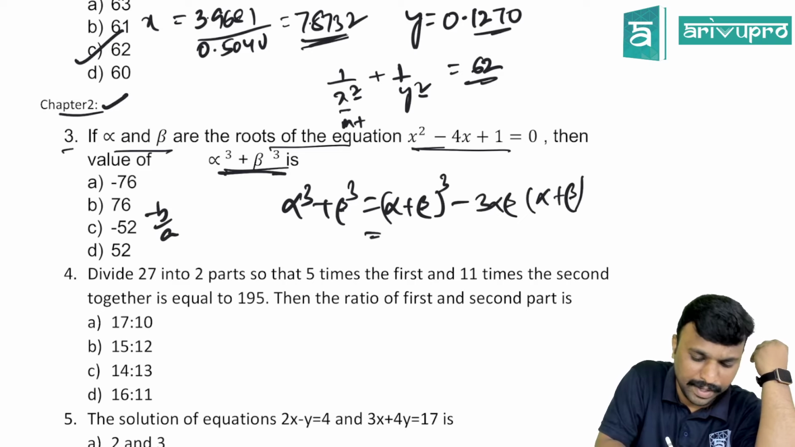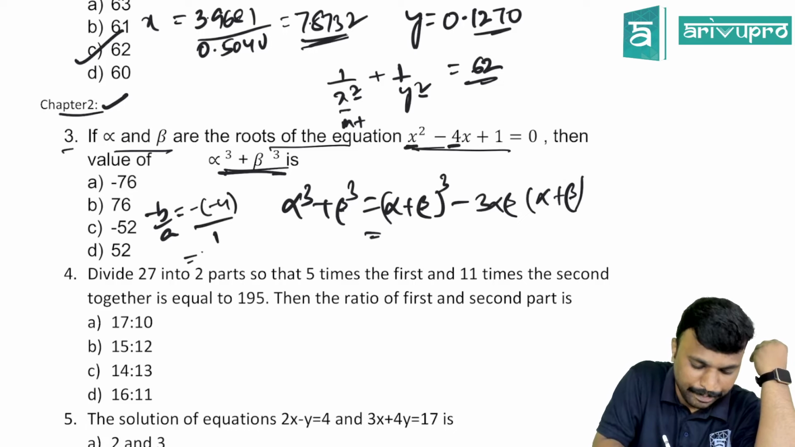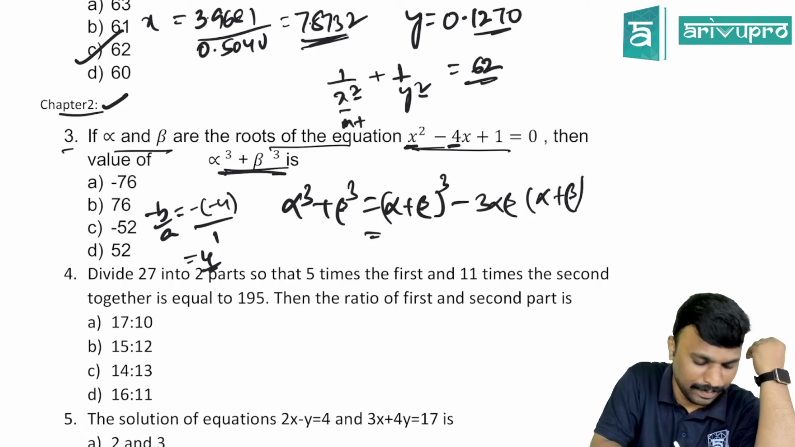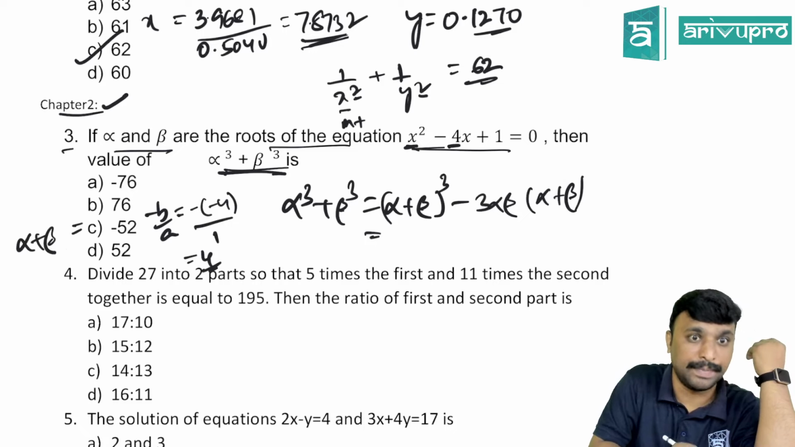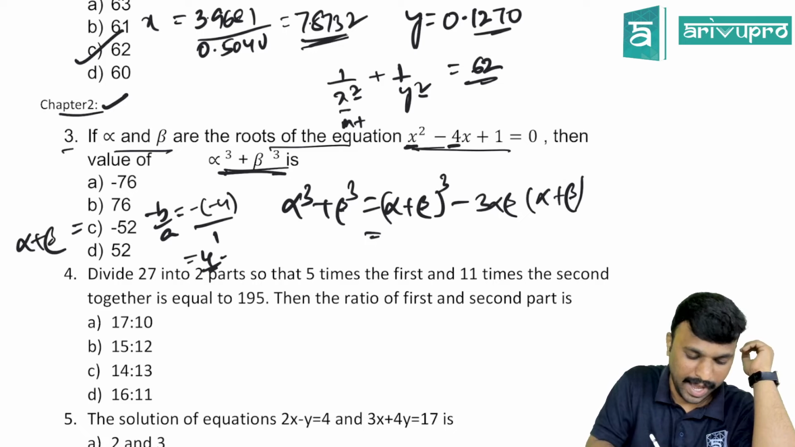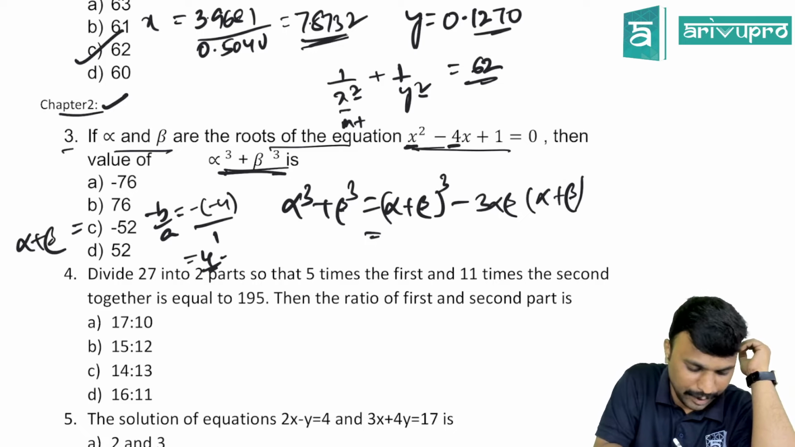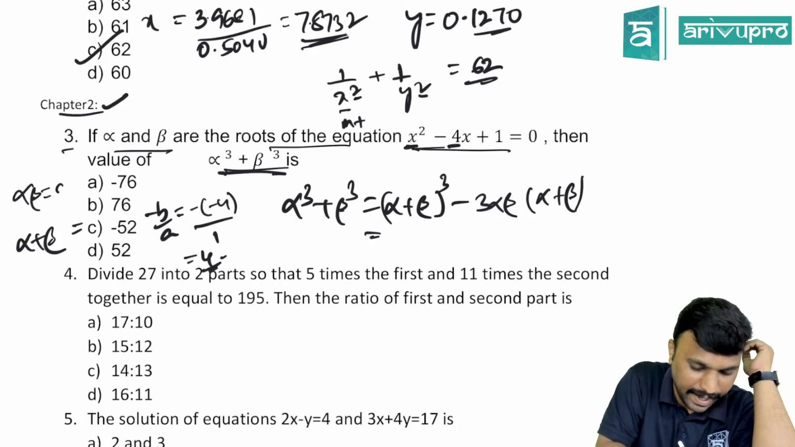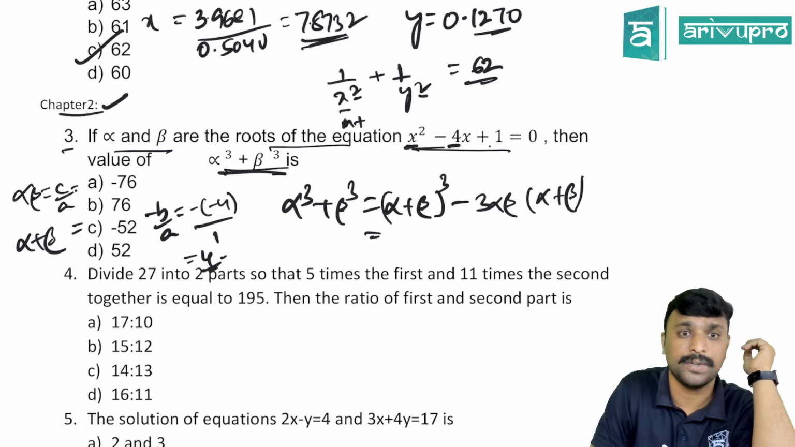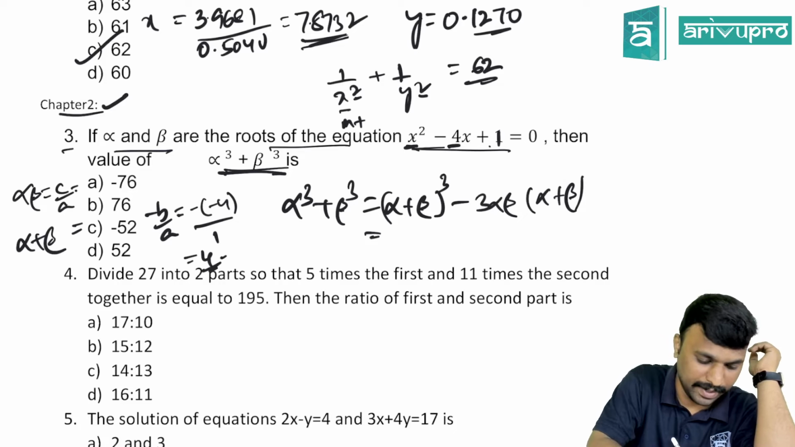Minus b by a. So b value is minus 4 here. So minus of minus 4 is plus 4, and a value is 1, and therefore minus b by a is 4. So alpha plus beta is minus b by a, which is 4, and alpha into beta. What is alpha into beta? It is c by a, constant is 1, and a is also 1. 1 divided by 1 is 1 itself.